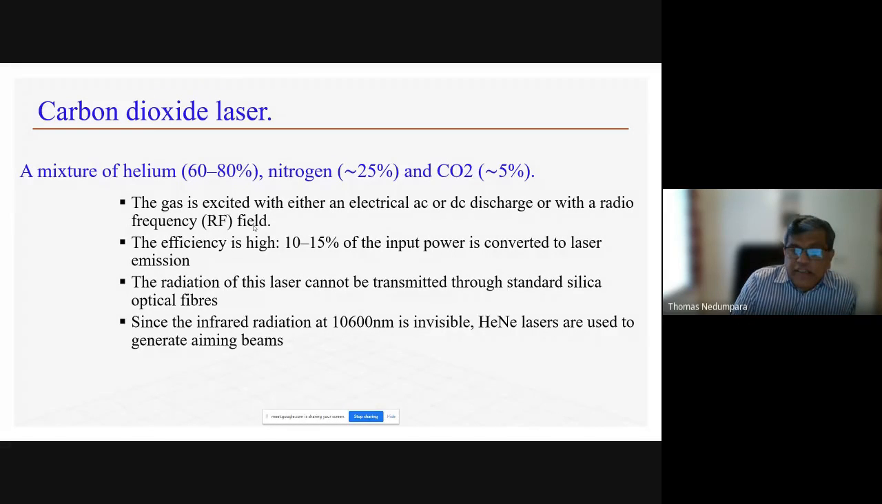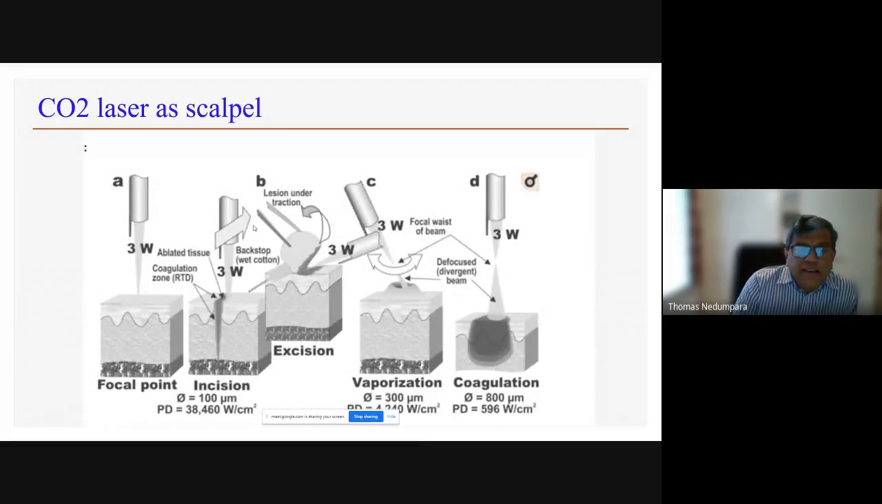Another point is, because it's in the infrared region, it cannot be seen, and therefore we have to use helium neon lasers to generate aiming beams along with the carbon dioxide laser. So this is how the carbon dioxide laser works. It can be used as a scalpel, as a knife. When it is very focused to 100 micrometer, it cuts the skin. And you can excise a skin lesion using the laser scalpel.